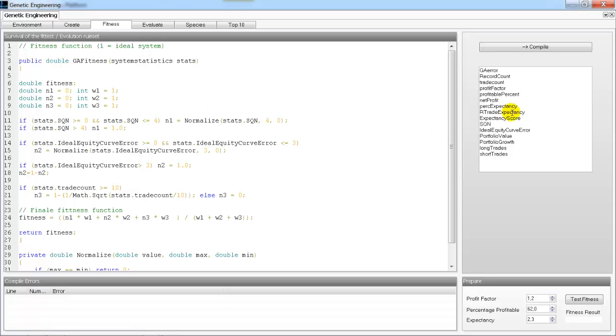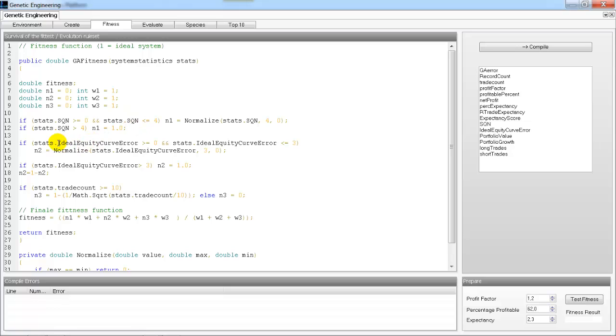To do that, the platform gives you for sure all the statistics you will need to build your fitness function up. So you have all data at hand. And for example, here is a standard fitness function coded, which is one of my favorites, which means that it takes the system quality number into account. So one parameter of the fitness is the system quality number of Van Tharp's theory. So the higher the system quality number, the better the fitness.